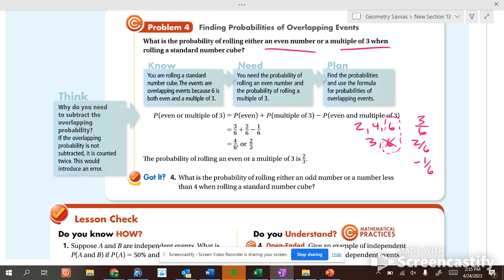So erase 1/6 from there. So 3/6 plus 2/6 is 5/6, minus 1/6 is 4/6, which is 2/3.